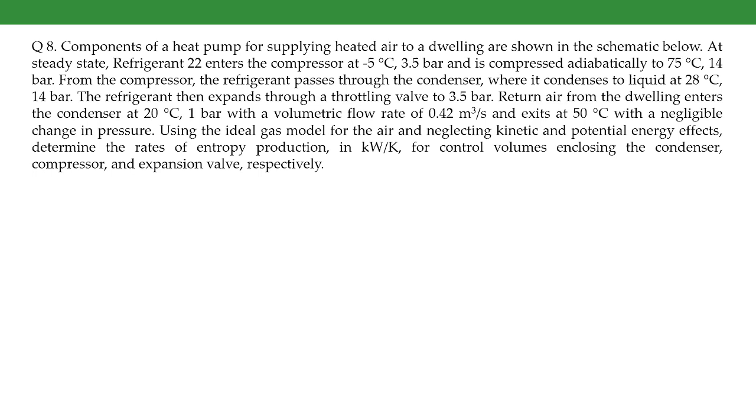Now, using the ideal gas model for air and neglecting the kinetic and potential energy effects, determine the rate of entropy production in kilowatt per Kelvin for control volumes, including the condenser, the compressor, and the expansion valves respectively. Okay, so what is the cycle here? Let me first draw the schematic of the cycle so that it becomes easier to explain.